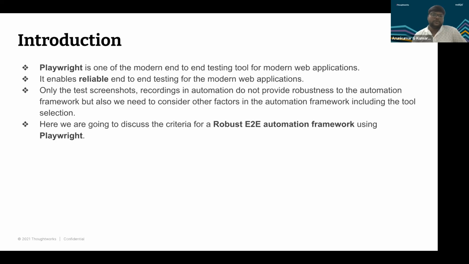And one more thing. Taking screenshots or recording whatever the test is doing and showing the results in an HTML file is not the only thing that makes an automation framework robust. There are other things we need to consider when we create a robust automation framework. So now let's jump into the criteria a robust E2E automation framework should have, and I'll show some sample snippets with Playwright.